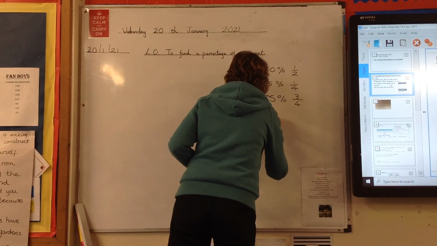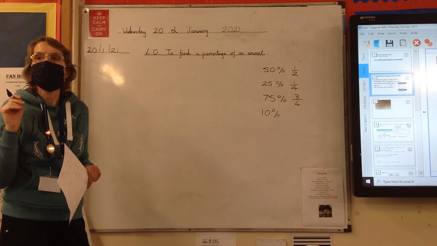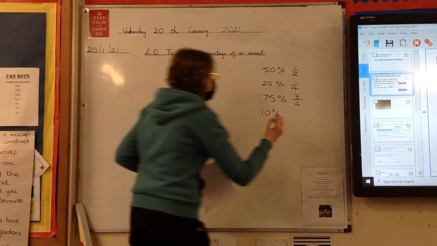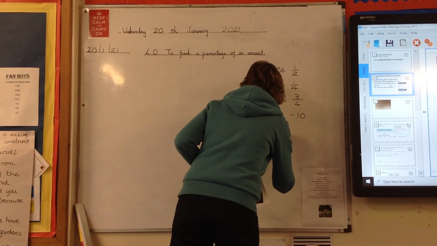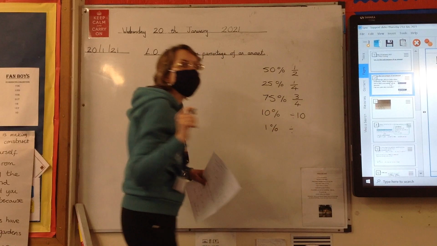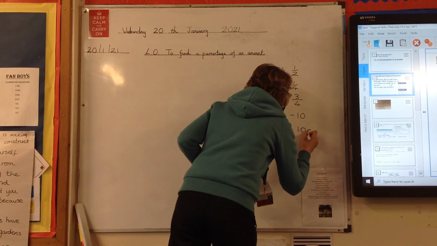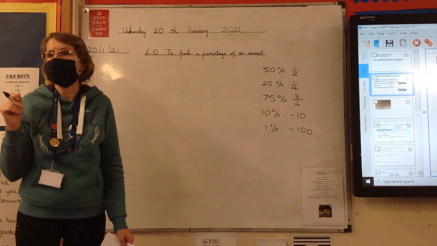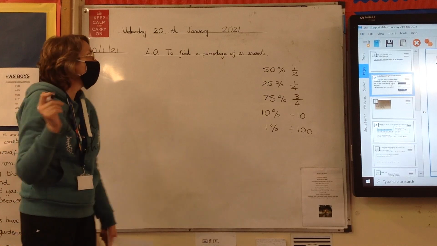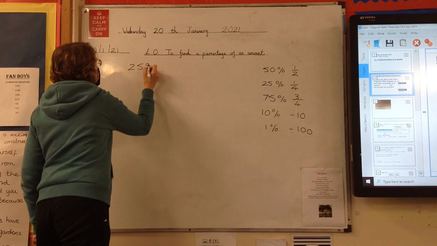How do we find 10%? What do we divide it by? 10. And how do we find 1%? What do we divide it by? 100. Good. So we know a lot already about percentages, and that useful information will help us a considerable amount. I'm going to start by looking at 25% just briefly.